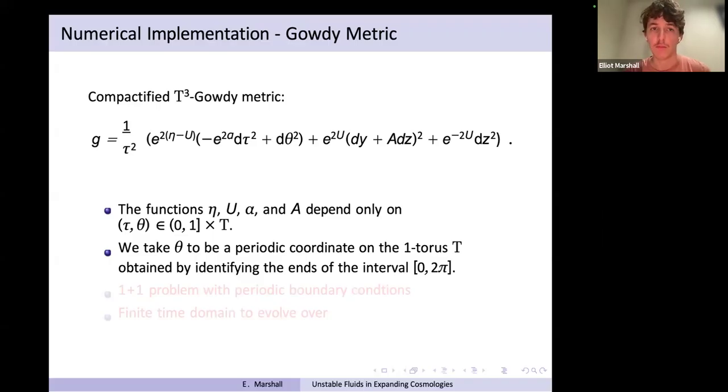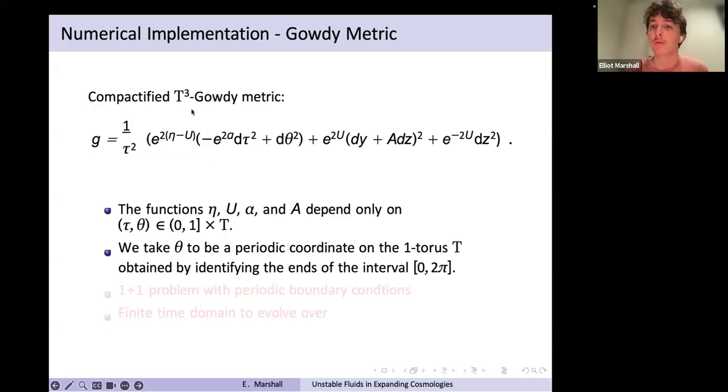So we're going to be looking at what are called compactified T3 Gowdy metrics. So these are a specific type of symmetry class which are being used in a whole bunch of numerical and analytic investigations. But in particular, we're looking at metrics of this form. So they're compactified because we've compactified our time coordinate. So it ranges between 0 and 1, and tau equals 0 is going to be future timelike infinity. So we're evolving in the direction of decreasing tau in these coordinates.